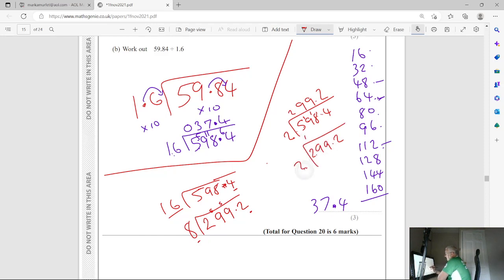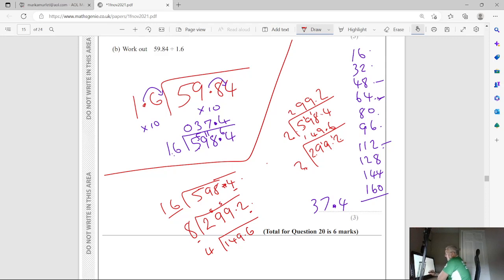2's into 2 goes 1. 2's into 9 goes 4, remainder 1. 2's into 19 goes 9, remainder 1. 2's into 12 goes 6. Okay, so I've halved it from there to there. I've halved it again, so 4 would go into 598.4 giving 149.6. Okay, if I wanted to half it again, I could do.